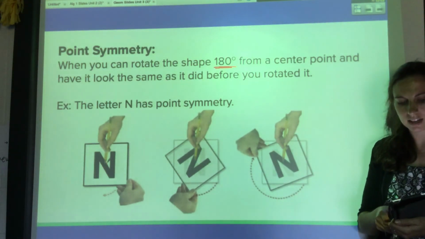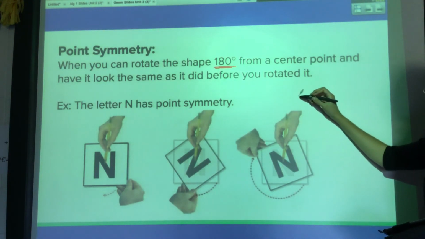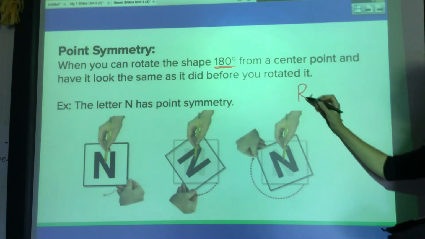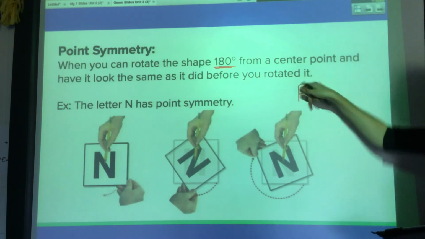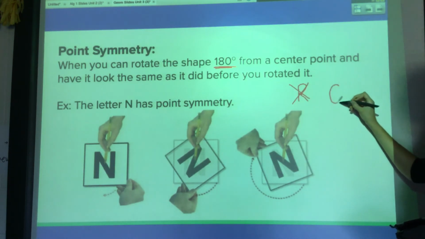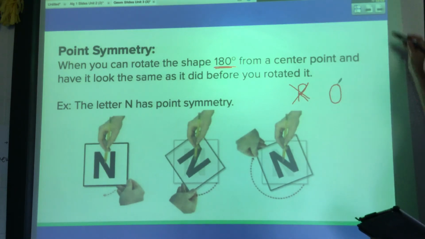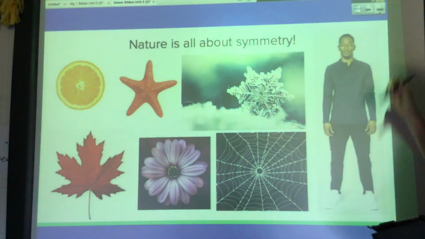Can you think of another letter that would have point symmetry? If we do the letter R, the letter R does not have point symmetry, because if we rotate it 180, it's not going to be the same. But the letter O would work, because rotate it 180 and you'd get the same letter.